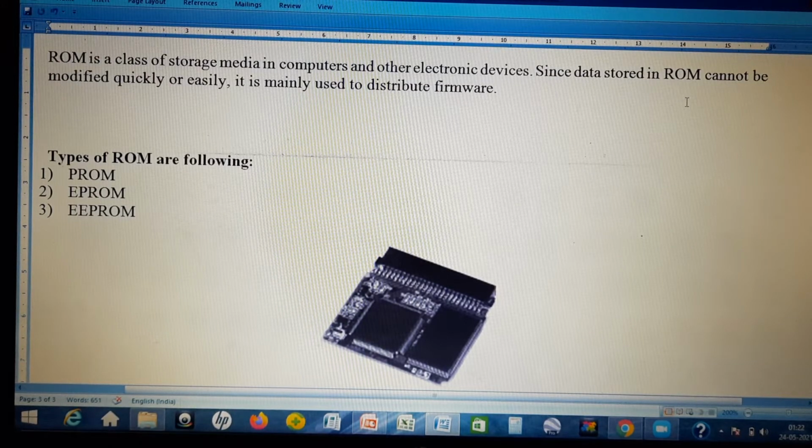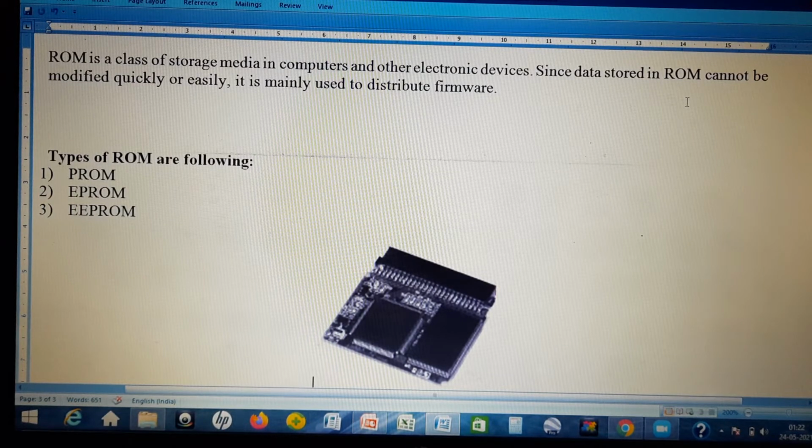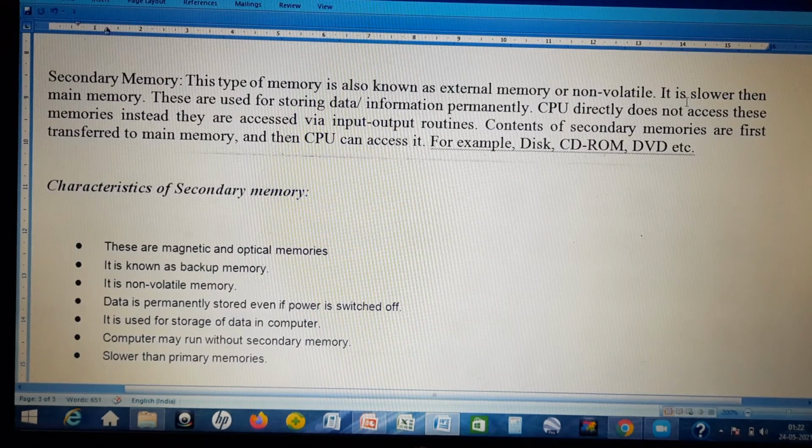In other words, you cannot continually write new data to the memory, so the information it contains is fixed before operation. This type of memory is also referred to as non-volatile. It retains its data after power off. So students, do you remember how many types of memory there are? There are two types of memory: first is primary and second is secondary.